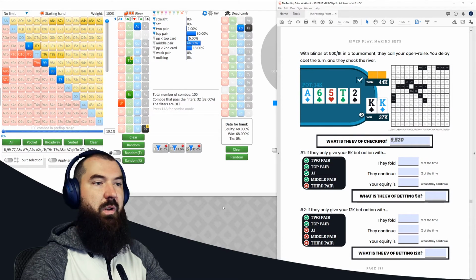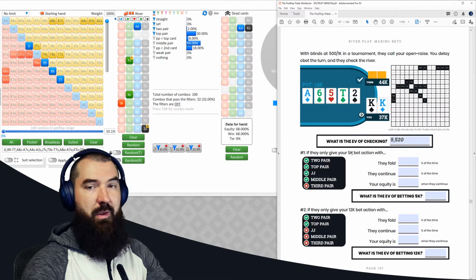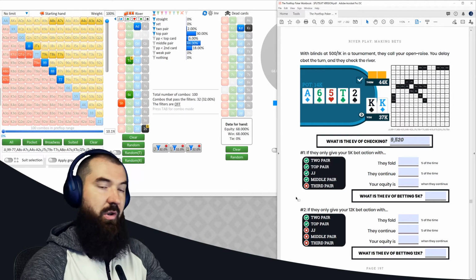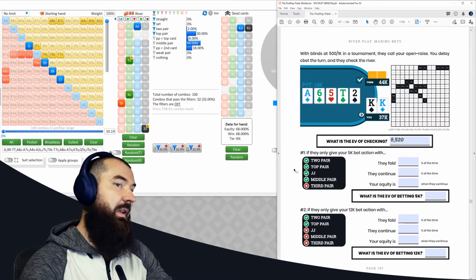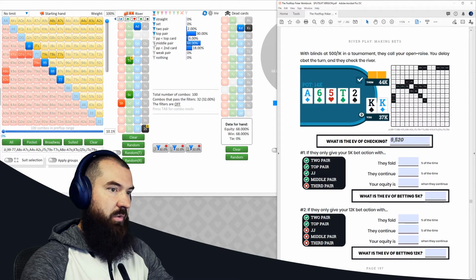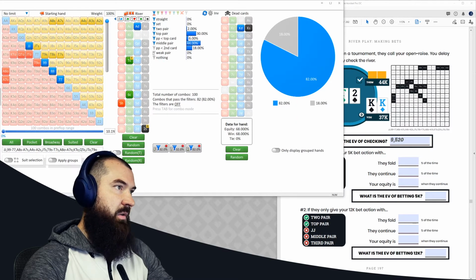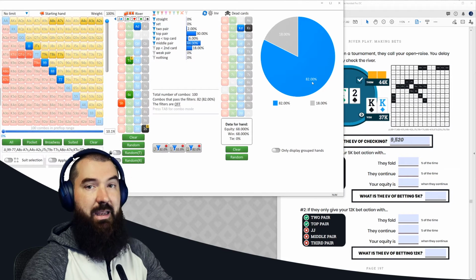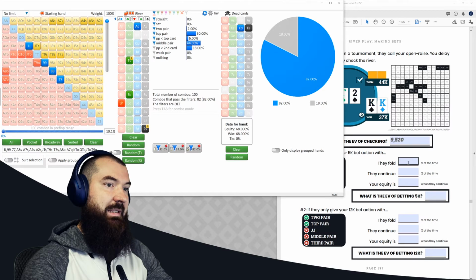All right, so number one says you bet 5k and you think they're only going to give your 5k bet action with what? Middle pair, jacks, top pair, or two pair, and then there's an X for third pair, so they're not going to call with third pair, they're just going to fold it instead. So if we were to throw all that into Flopzilla, we're going to only tick middle pair or better, which means everything else is folding, which in this situation is just pocket pairs below second card, which means they are continuing 82% of the time and folding that 18%.